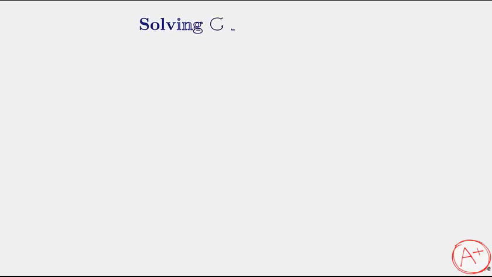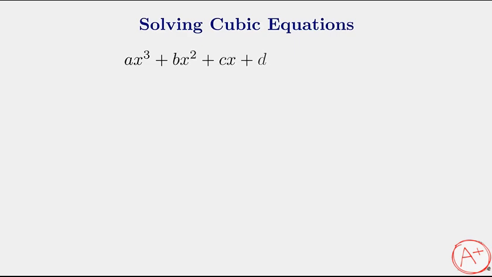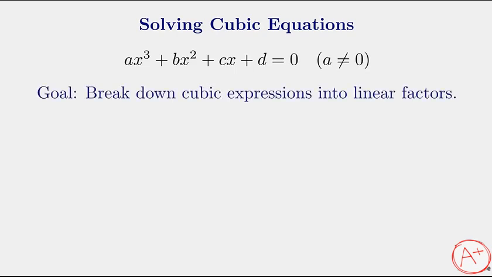Today, we are mastering the techniques for solving cubic equations. We deal with equations of the form ax cubed plus bx squared plus cx plus d equals 0, where a is not 0. This is a critical skill for your Cambridge IGCSE Additional Mathematics exam. By the end of this lesson, you will be able to systematically break down any cubic expression into its linear factors to find its roots.